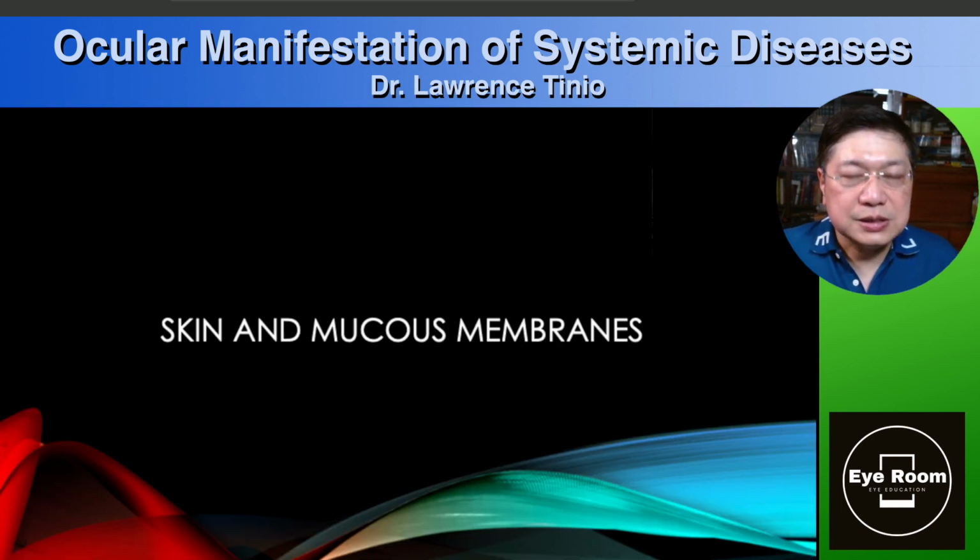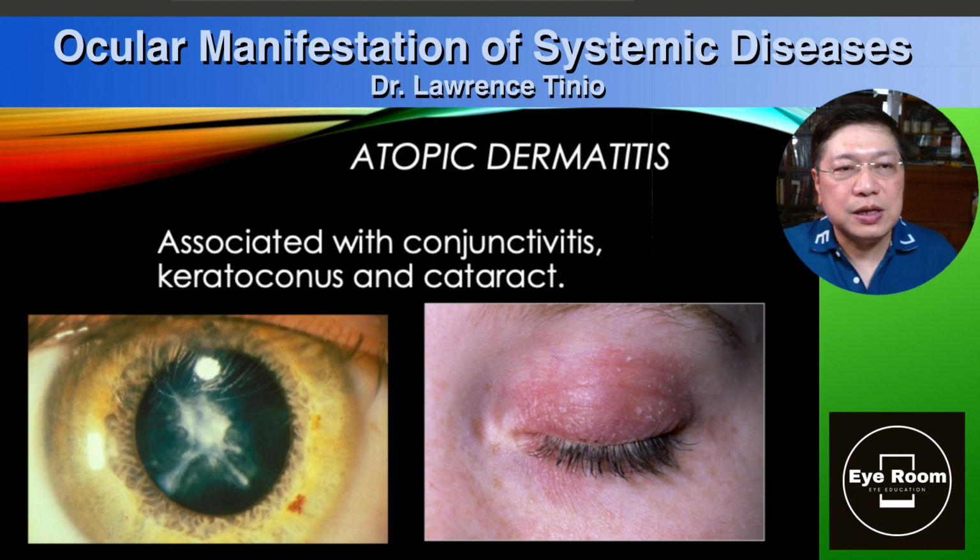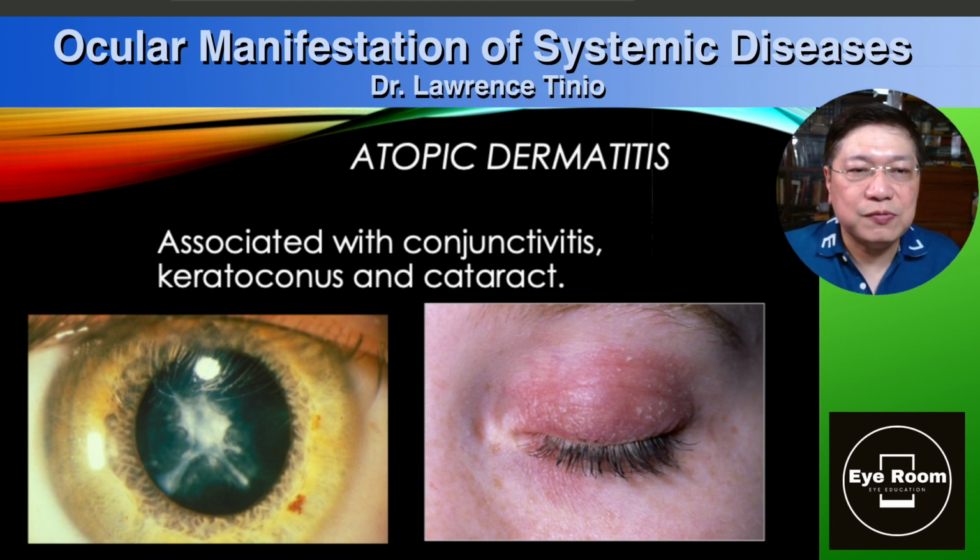Now, your skin could also be affected, and since your skin is affected, your eye would also be involved. One of them is atopic dermatitis, very, very common in patients with very, very itchy skin. You would have associated conjunctivitis, keratoconus, and sometimes even cataracts. Atopic dermatitis would look like the one on the right. It doesn't necessarily have to be in the eyelids. It could be in an area near the eyelids, and it could cause problems like the cataract on your left.